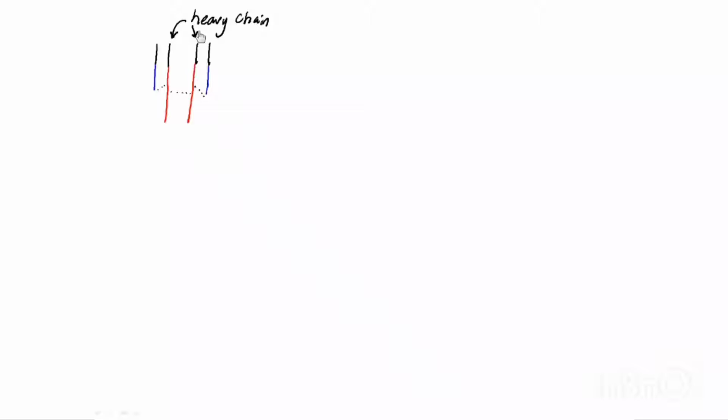And two identical light chains, one over here and one over here. Okay? And each of those chains, light chain and heavy chain, has in it a variable region, and the variable region has been drawn in black. So the variable regions are in black, right? Variable regions.